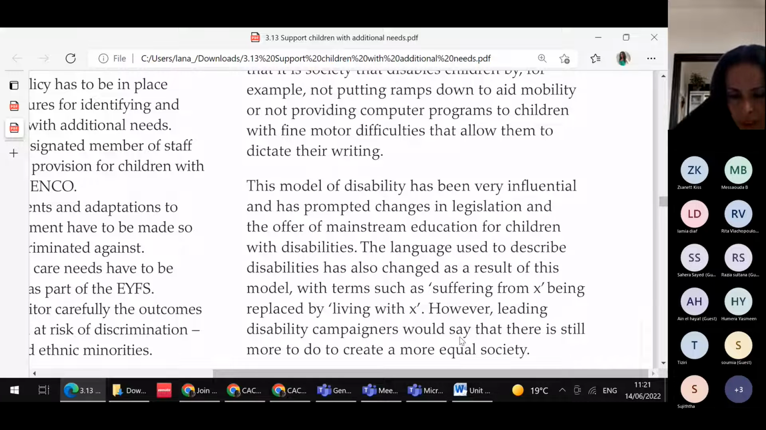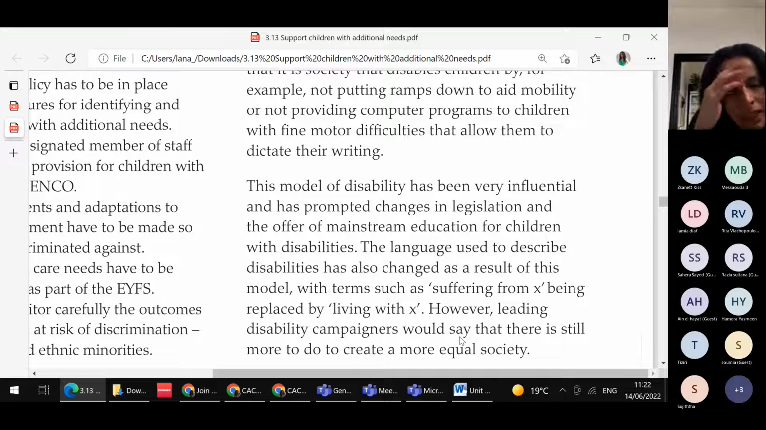So this model of disability has been very influential, has promoted changes in the legislation and in the education for children with disabilities. The language used to describe disabilities has been changed following this model. For example, "suffering from", we don't use it anymore. It's replaced by "living with".